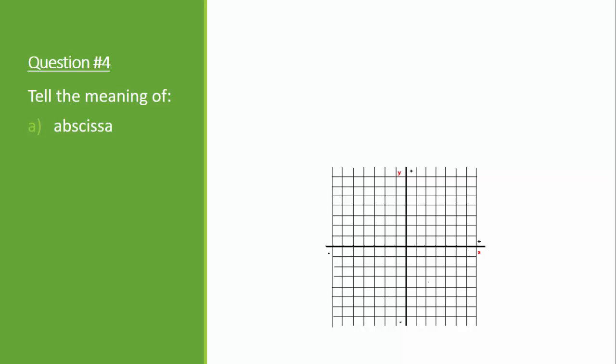Question 4 says, tell the meaning of abscissa. If you remember, abscissa is the x-coordinate. That is the line in this graph right here, shown as the darker line going right through the center. The abscissa is the x-coordinate. You're moving left to right, the horizontal line. The ordinate? Well, the ordinate is the y-axis.